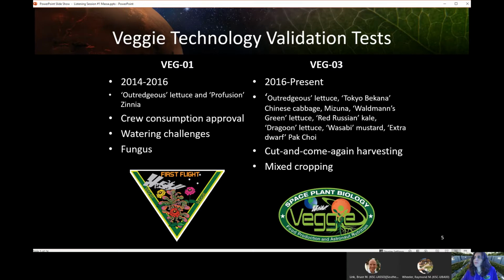We just keep adding letters to our Veggie-03 name. And we've conducted a variety of leafy crop tests as part of this series. We've added the repetitive cut-and-come-again harvest technique to this, and we've also looked at mixed cropping in the same chamber.